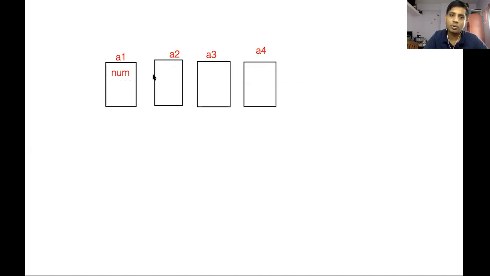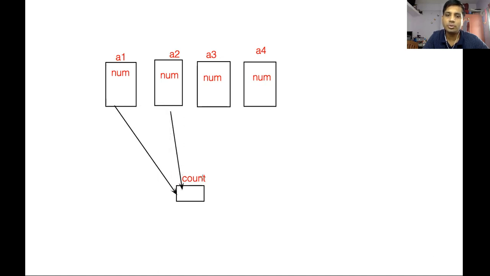A2 is also having its own num. A3 also has its own num variable. A4 also has its own num variable. But what about the count variable? The count variable is one separate variable. This is my count variable, and all of A1, A2, A3 share this count variable. A1 uses the same memory location, A2 also uses it, A3 also uses it, A4 also uses the same memory location.